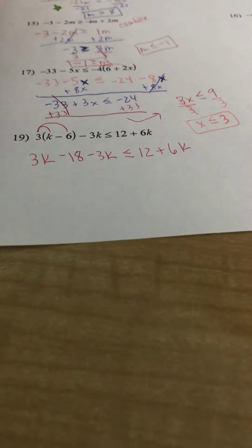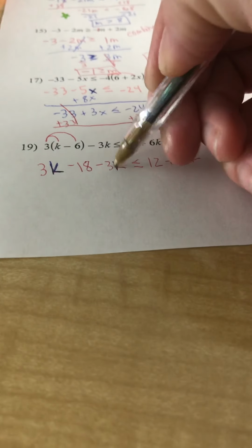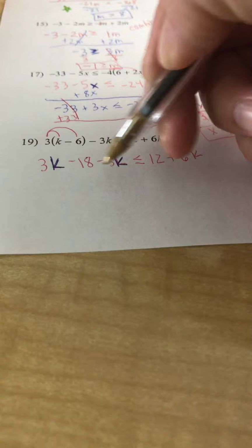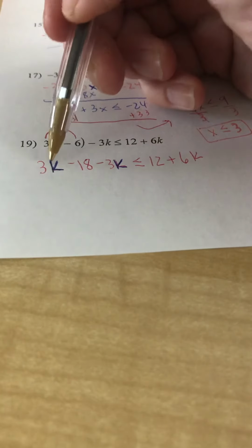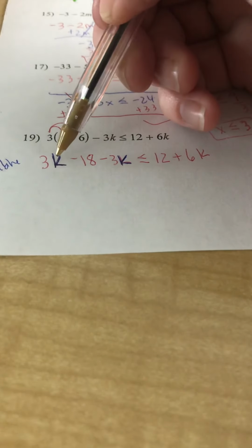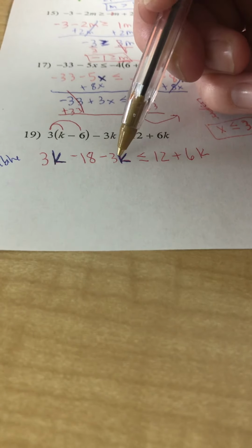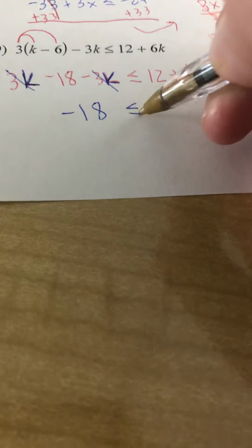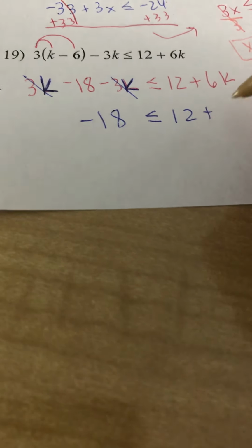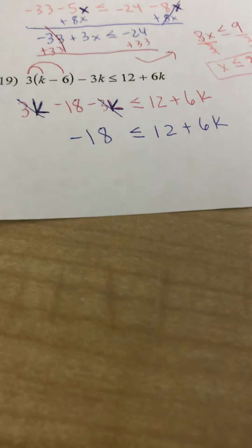Okay, let's talk about this real quick. These two k's are on the same side of the inequality. Here's the inequality right here. So they're on the same side, so I'm just going to combine. So 3k minus 3k, that cancels out. So now I'm just down to negative 18 is less than or equal to 12 plus 6k.